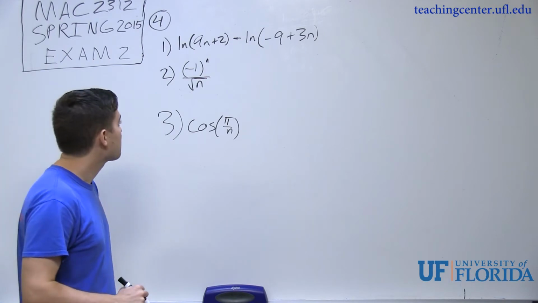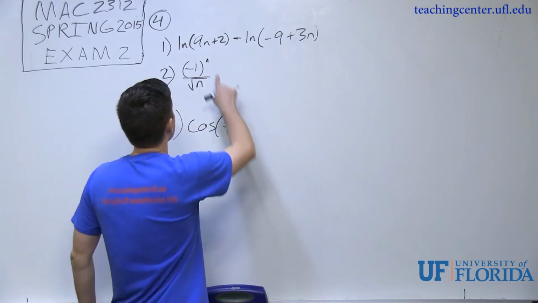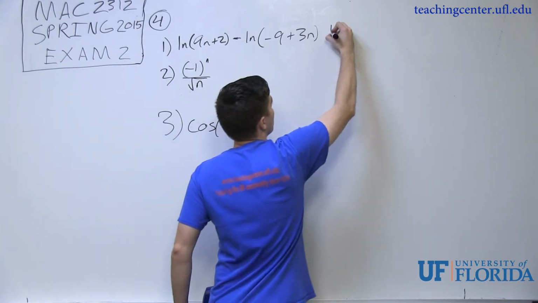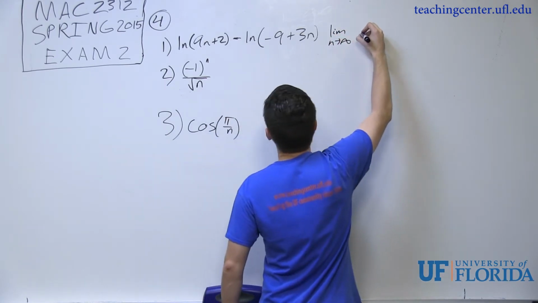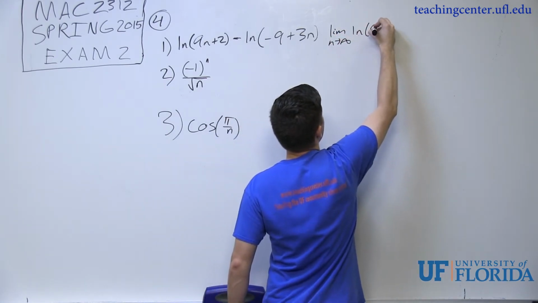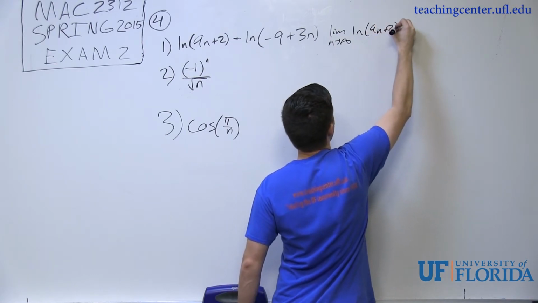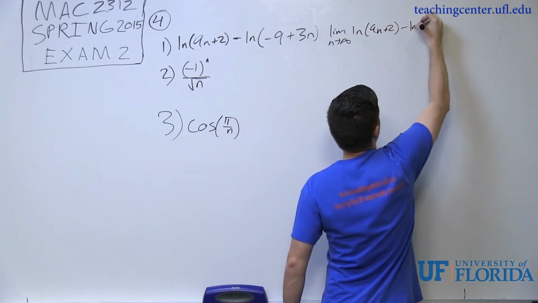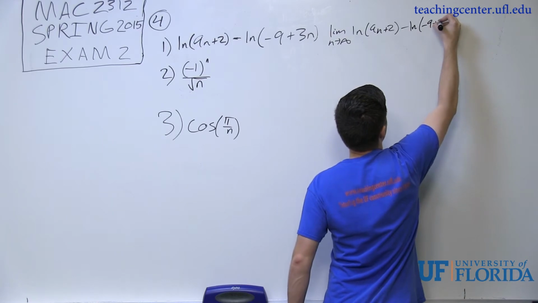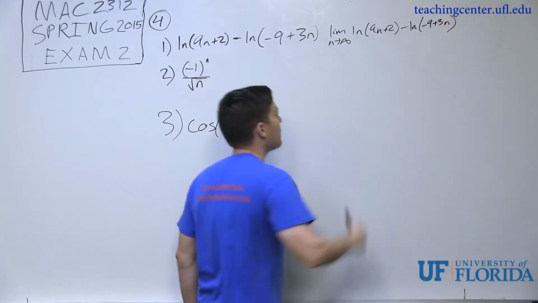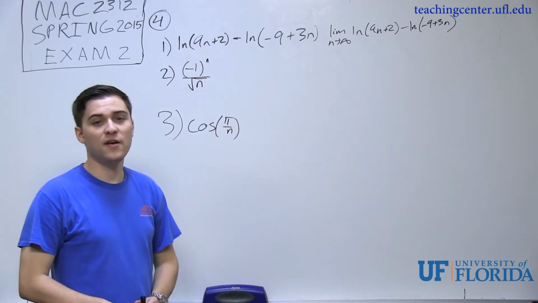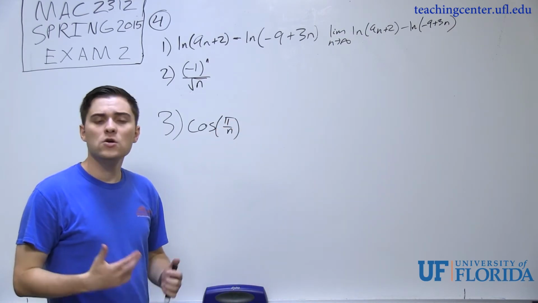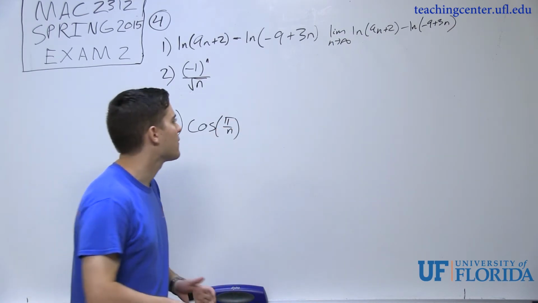well, let's see, what can I do? If I plug in the limit as n goes to infinity of natural log of 9n plus 2 minus natural log of negative 9 plus 3n, if I take the limit of that as n approaches infinity, I end up with infinity minus infinity. That's an indeterminate form, so I have to figure out something else to do here.